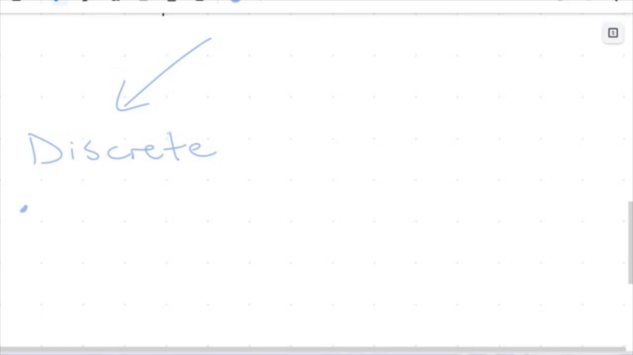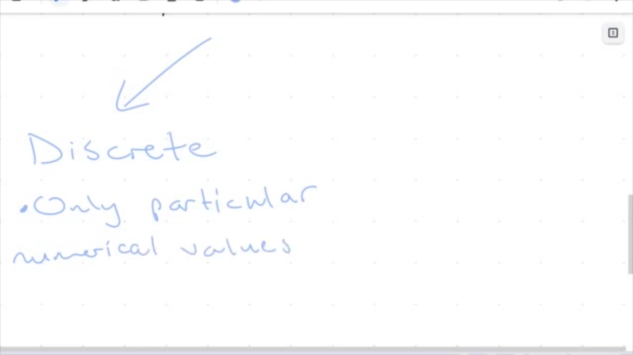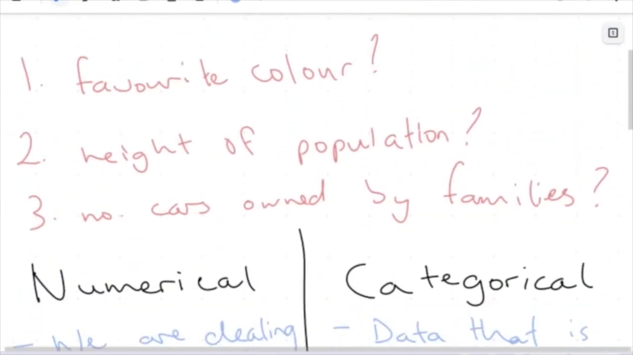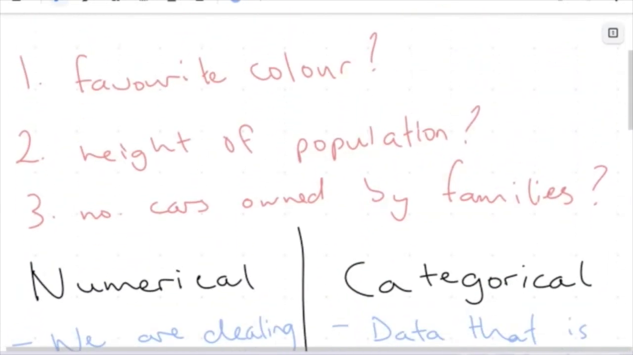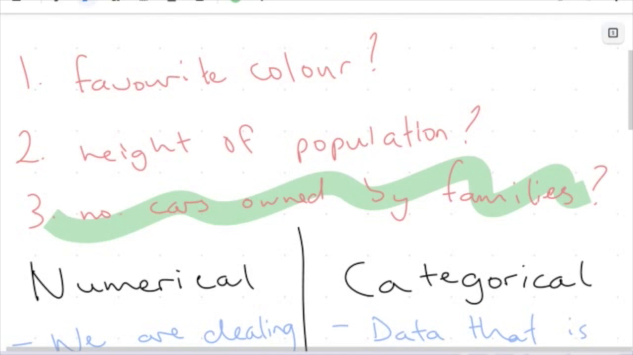So, only particular numerical values. So something like this would be, for example, number of pets in a household, or even this previous example of number of cars owned by families.